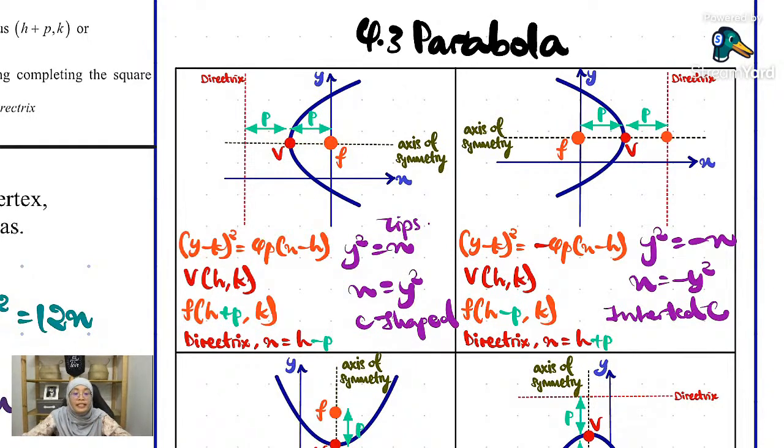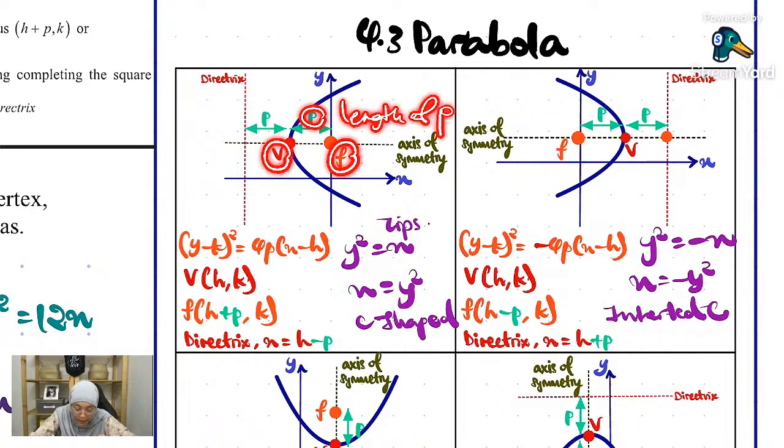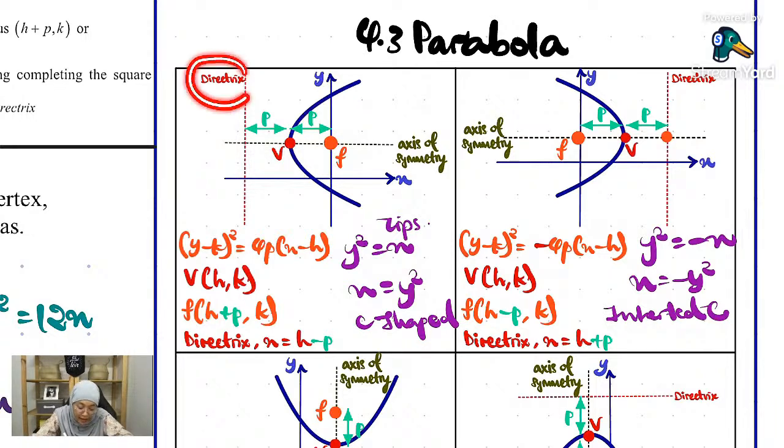Selain daripada itu, kita mempunyai the length of P. So the length of P is actually from a vertex to a focus. So that P is actually from a vertex to focus. This is the distance from the vertex to focus. So we got to find the value of P. So that is our goal lah. We got to find the coordinates of vertex, coordinates of focus, and the length of P. That is our goal.